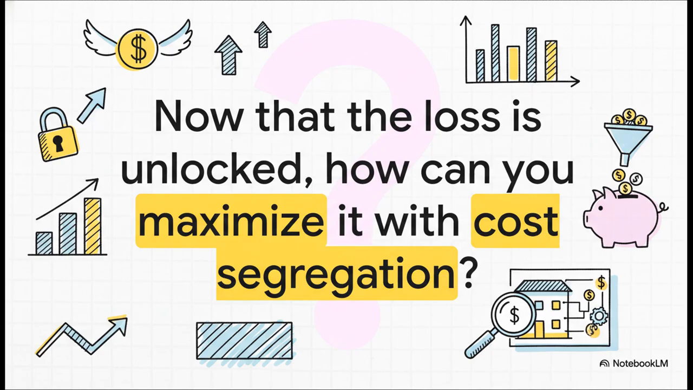Getting this grouping election done is step one. It's like unlocking a door. But the real next level strategy is asking yourself, now that the door is open, how can I make that loss even bigger, especially in years when my income is sky high? How do you combine this powerful election with other strategies, like cost segregation, to really supercharge your tax savings? Now that is thinking like a true tax strategist.